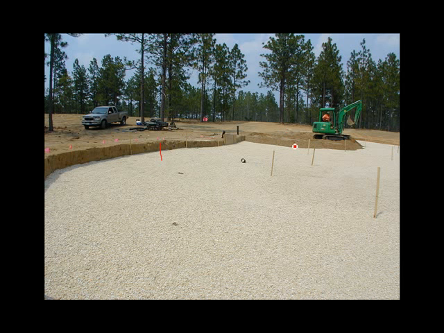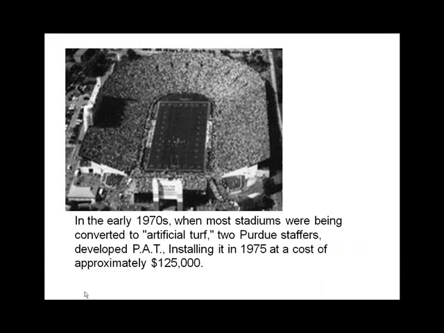Here's a picture of the PAT field, the Purdue Athletic Turf. It's basically a USGA green for a football field. It cost $125,000 in 1975. It's been redone a few times, but this was Purdue, a great land grant agricultural school's, answer to artificial turf.